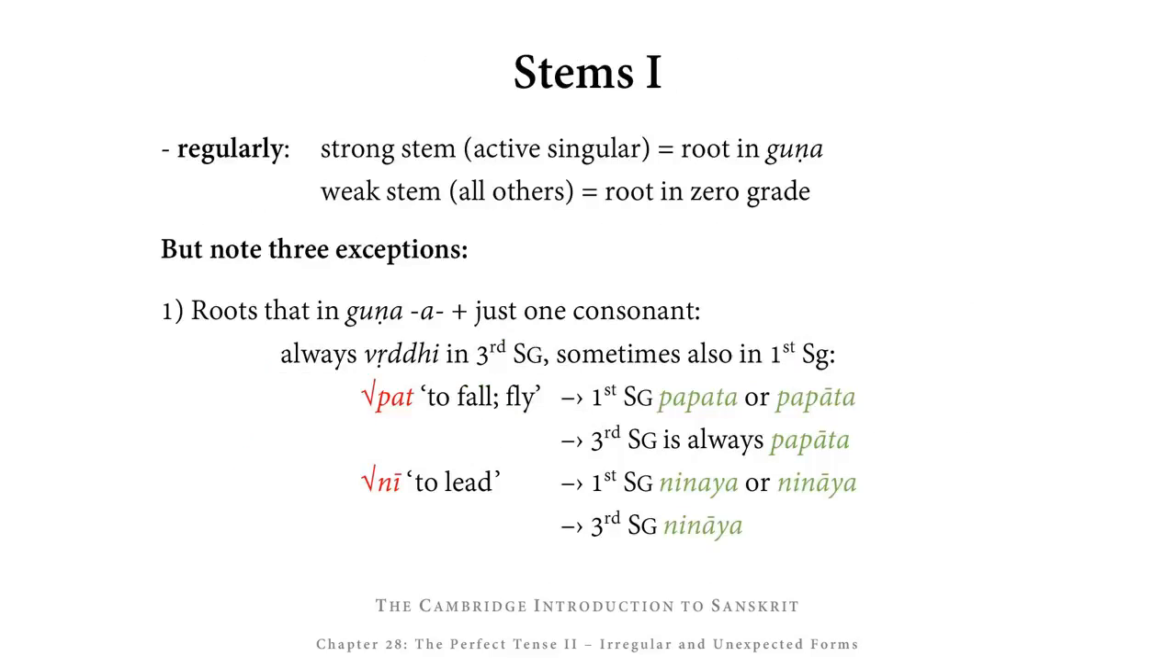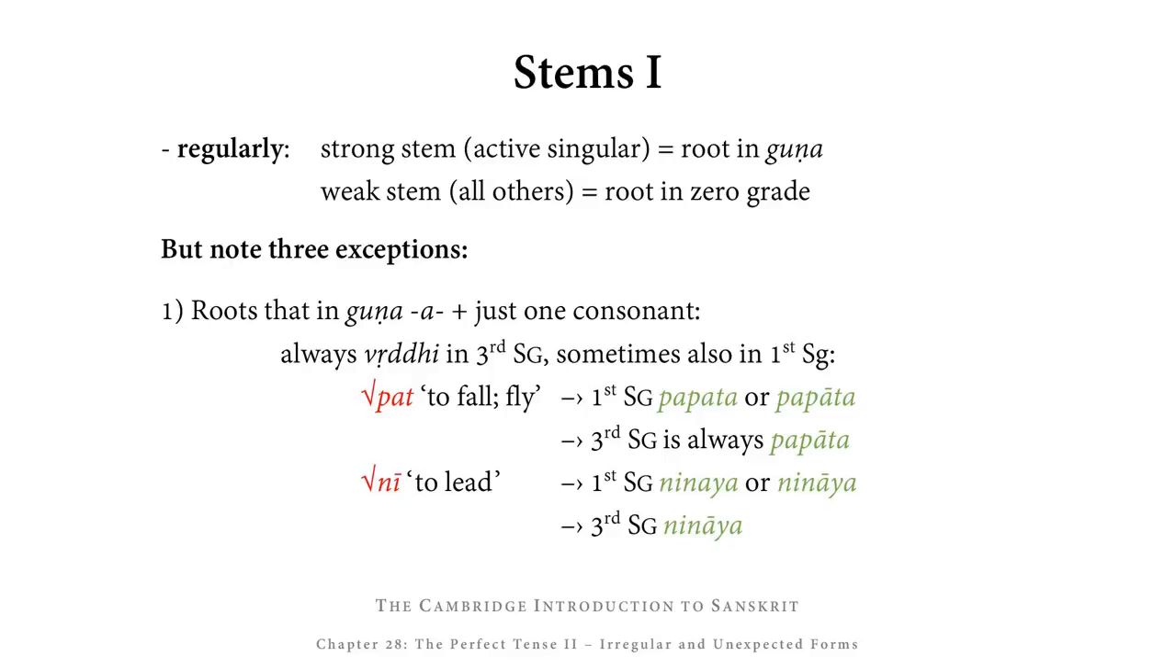Next, let's look at irregularities in how verbal roots are employed in perfect verb forms. Now, what we regularly find is the strong stem containing the verbal root in guna and the weak stem containing the root in zero grade. However, there are three exceptions to this. First of all, roots that in guna contain a followed by just one consonant always have vrddhi in the third singular active forms, and sometimes have vrddhi also in the first singular active forms.